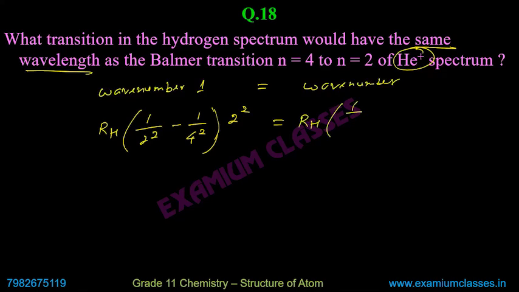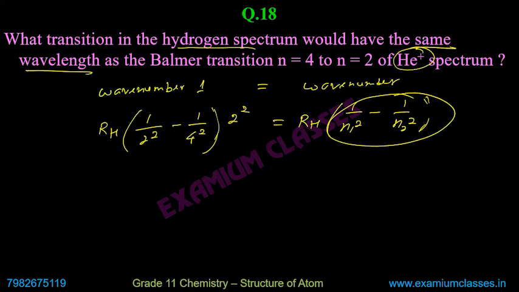RH into 1 by n1 square minus 1 by n2 square, and this is for hydrogen. So leave it as it is. Now calculate this part, 1 by n1 square minus 1 by n2 square. RH got cancelled. And try a trial and error method. Start with n1 1, n2 2, then n1 1, n2 3, then n1 2, n2 3, or 4. Don't do more than 2 transitions. The difference will not be more than 2 normally, and then you get the answer.